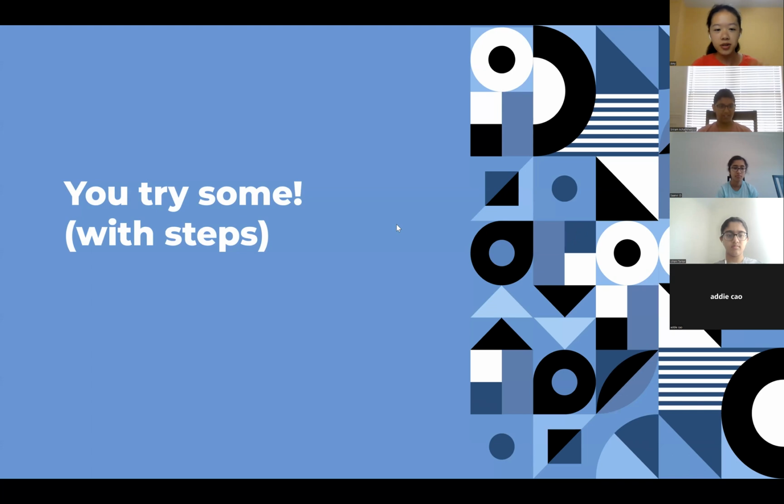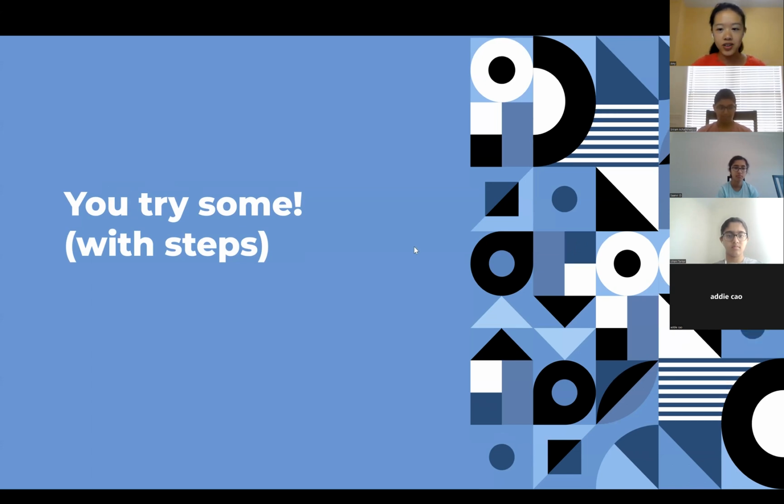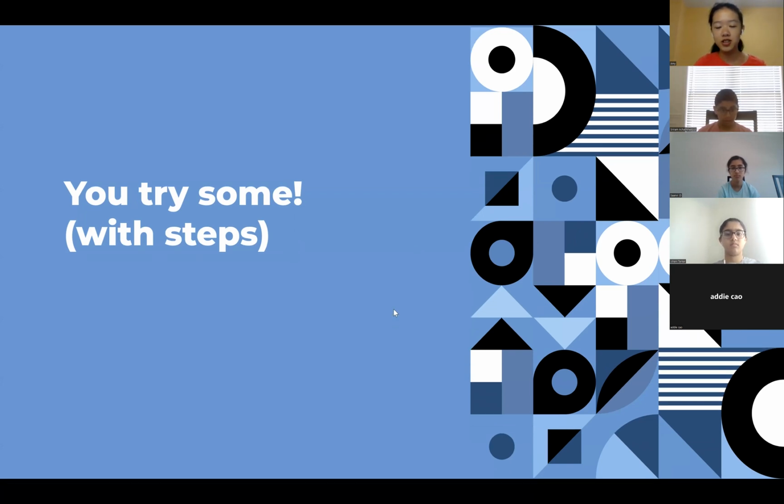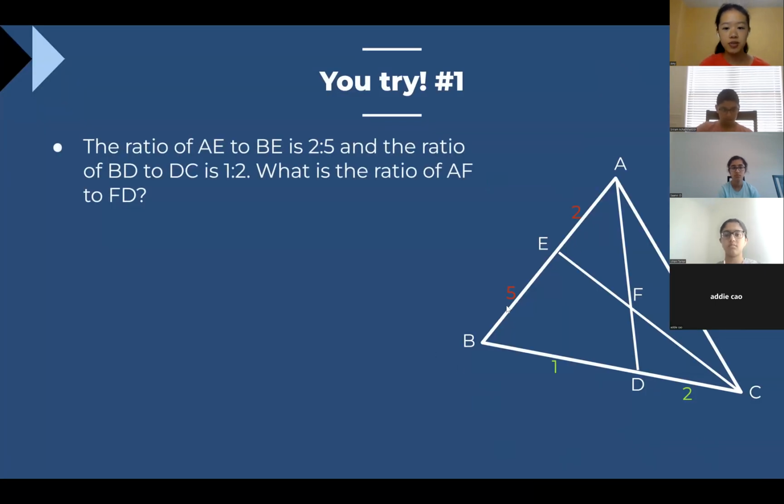Okay, so now we're going to give you a couple of problems to see if you can solve them from start to finish. For this problem, the ratio of AE to BE is 2 to 5, and the ratio of BD to DC is 1 to 2. What is the ratio of AF to FD? We've already labeled the ratio lengths on this diagram here.